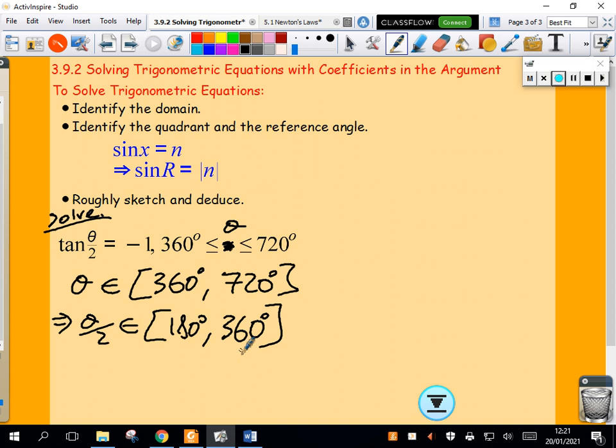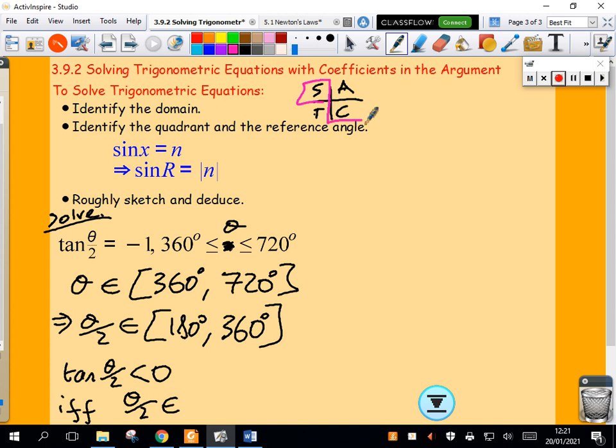Okay, also tan of theta over 2 is negative here, it's a -1, and that can only happen if theta over 2 is in... Okay, well, let's take our memory tool up here. Tan is positive in quadrants 1 and 3, tan is negative in quadrants 2 and 4.